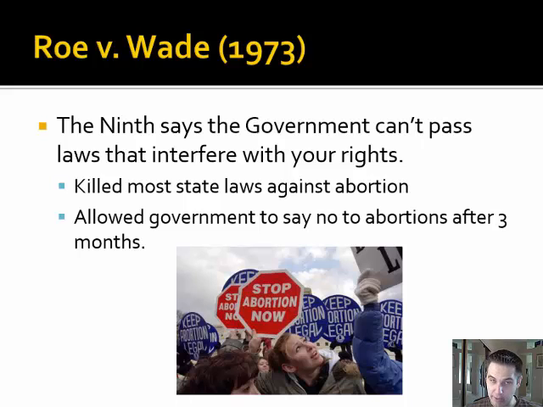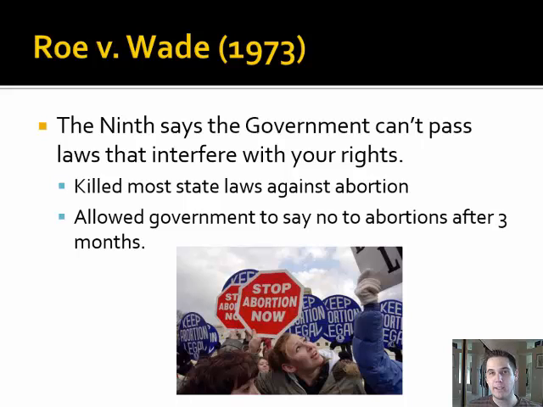And maybe it shouldn't. So before Roe versus Wade, most states, not all, but most states had laws legalizing abortion. So this court case was the first one that said that abortion cannot be made flat out illegal. You have to allow people to have abortions based on the 9th Amendment, which says the government can't pass laws that interfere with your rights, even if those rights are not in the Constitution. The government can't interfere with them.